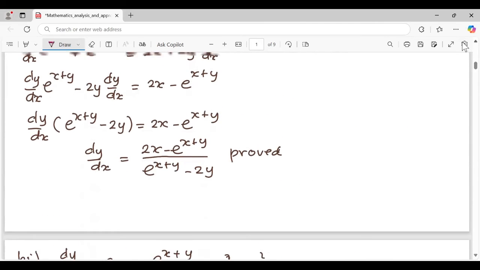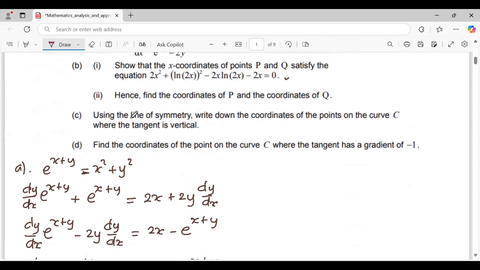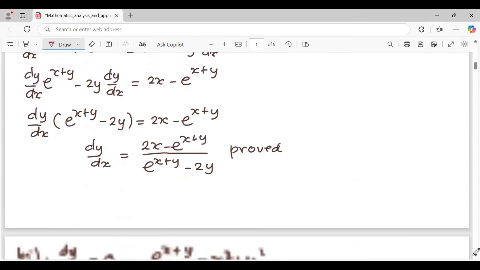Next, part C. Using the line of symmetry, write down the coordinates of the points on the curve C where the tangent is vertical. All right.